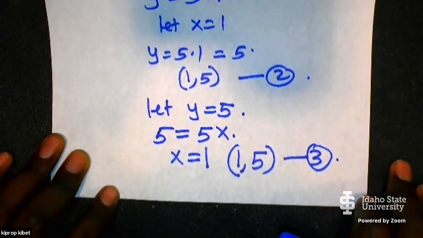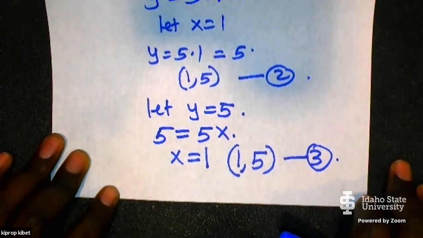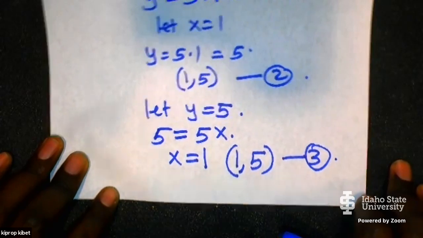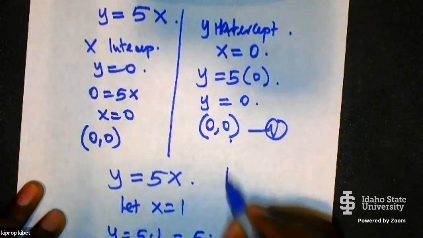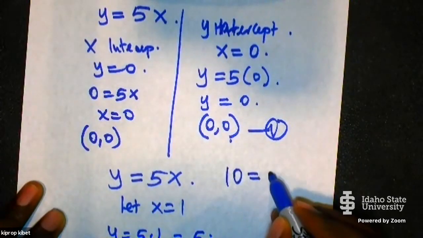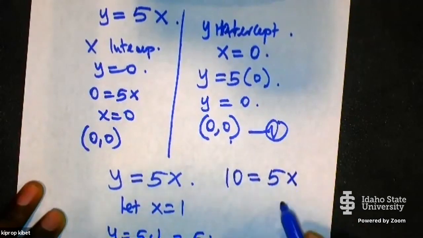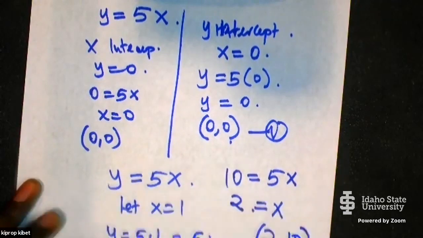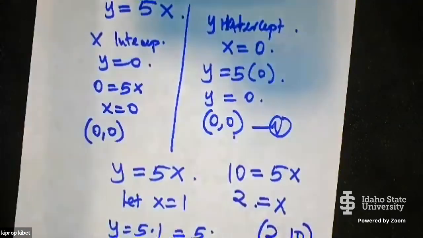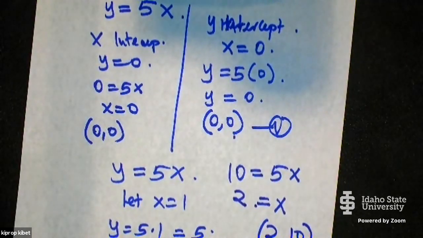We can let y to be equals to 10. So when you take y to be equals to 10, then it will be 10 equals to 5x. So x equals to what? Equals to 2. So our point will be 2 and 10. Then now you can be able to plot that. So you can be able to plot the straight line.